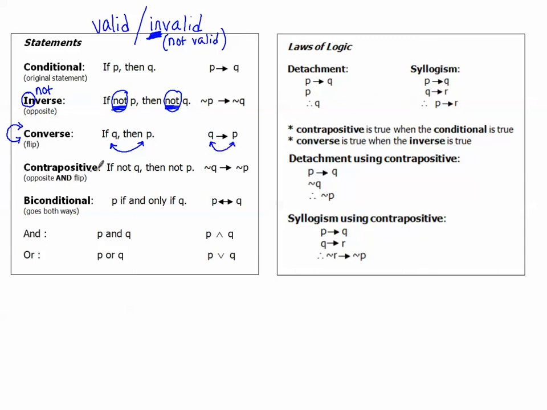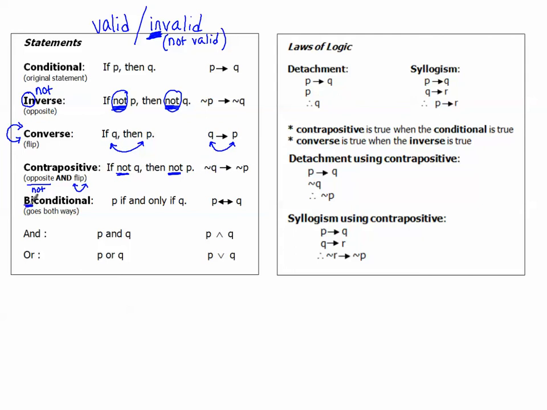Contrapositive. So much of a word because it does a lot of stuff. Opposite and flip. Opposite meaning put in or take out the not, flip the order. So see how you have not, and then the Q came first, not, and then the P came after. Remember, the squiggly means not.